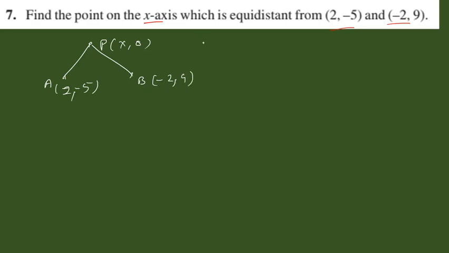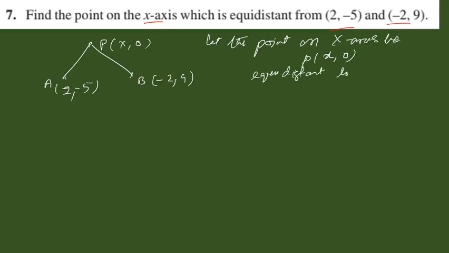Let us understand properly. Let the point on the x-axis be P(x, 0), I have taken. Now equidistant to A and B implies, the meaning is PA equal to PB, the equidistance. Now when I talk about the PA, then I have a root formula here.